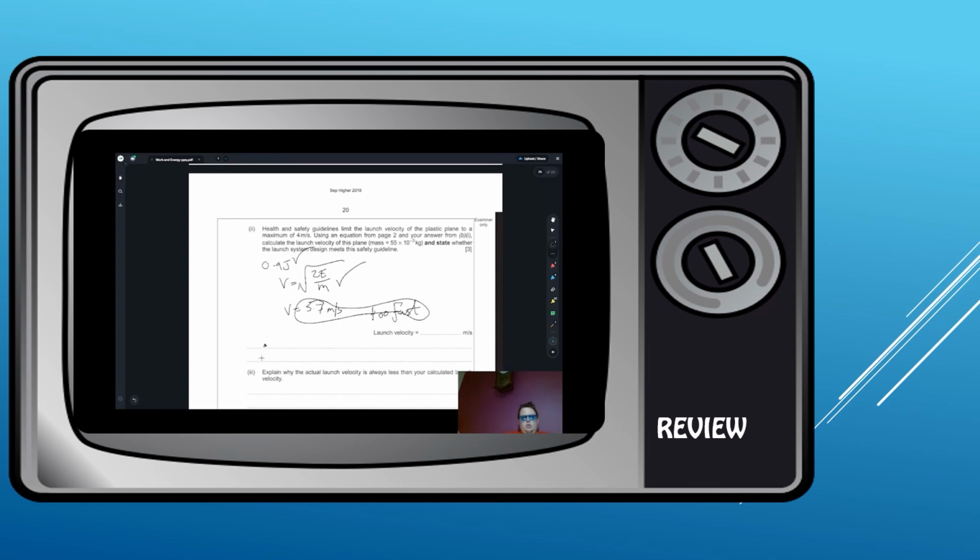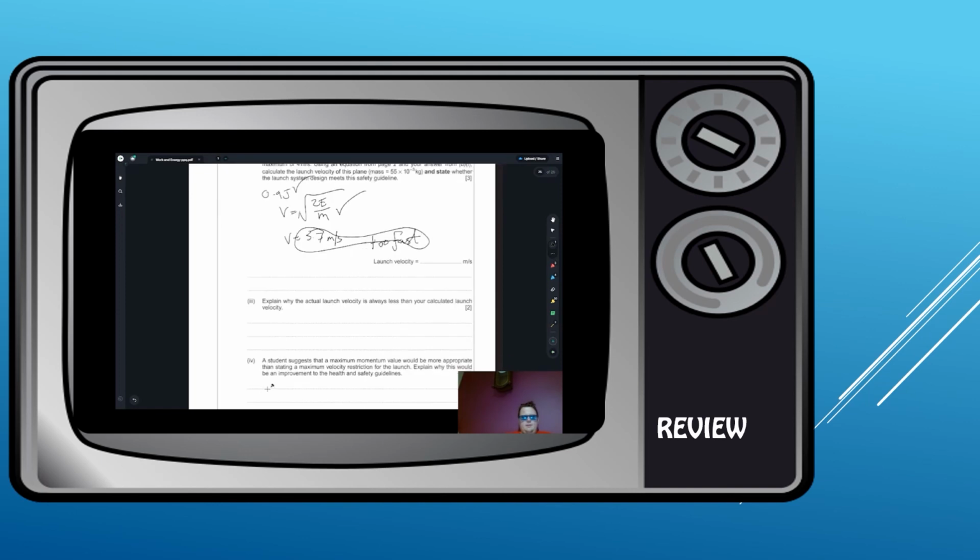Why is the actual launch velocity less than what you calculate? The plane has less KE. That's your first mark. The second mark is for saying not all energy is transferred from spring to plane.